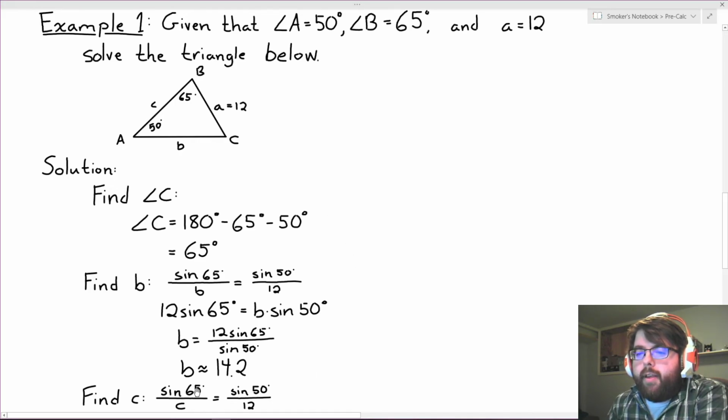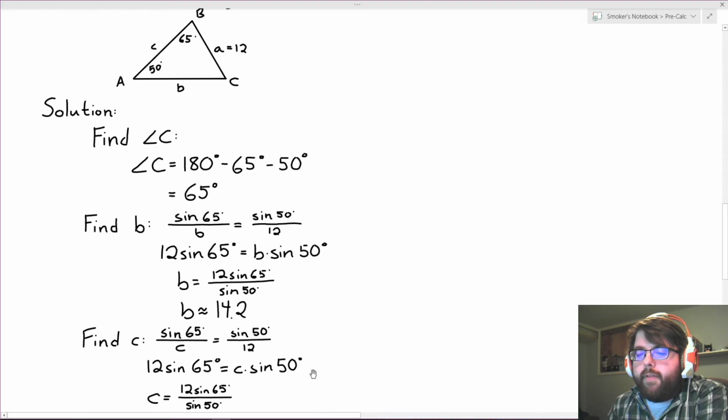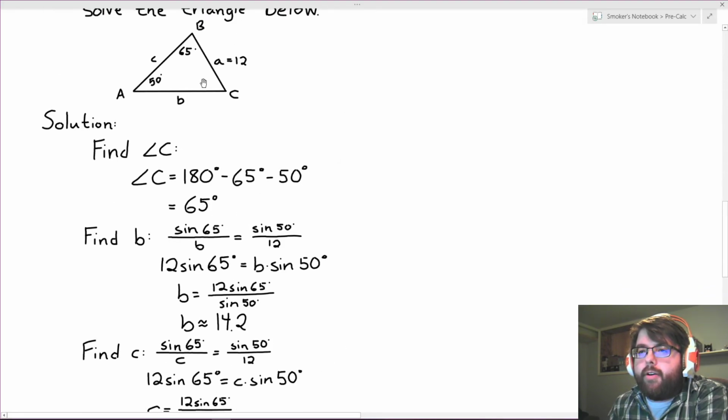So sine of 65 over, wait, this is 65. I didn't write it down. This is actually an isosceles triangle. Threw me off for a second. So we know this is 65, so sine of 65 over what we're looking for is equal to sine of 50 over 12. Cross multiply, we divide by sine of 50, and we get 14.2, which actually makes sense because it's an isosceles triangle.